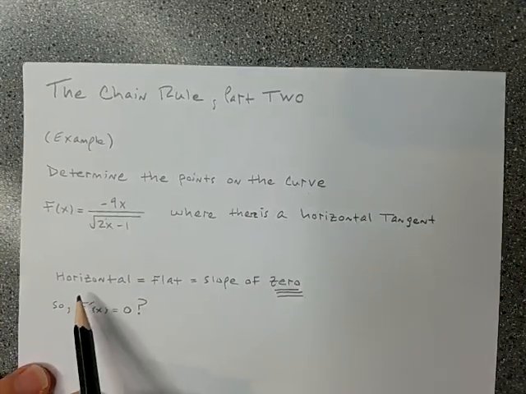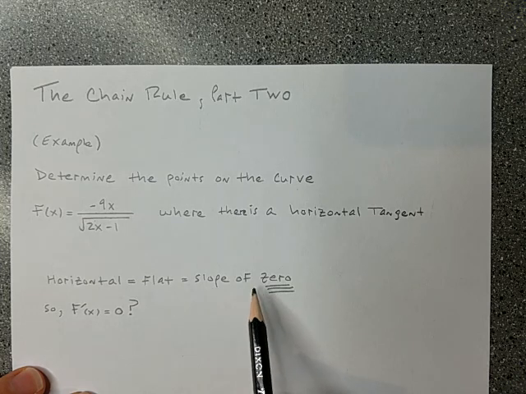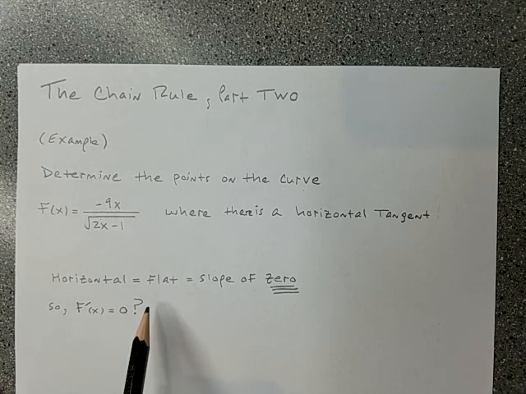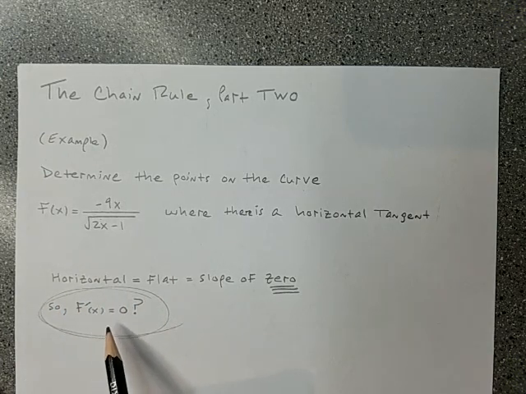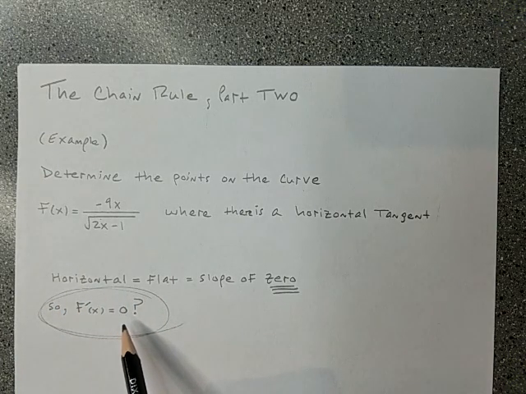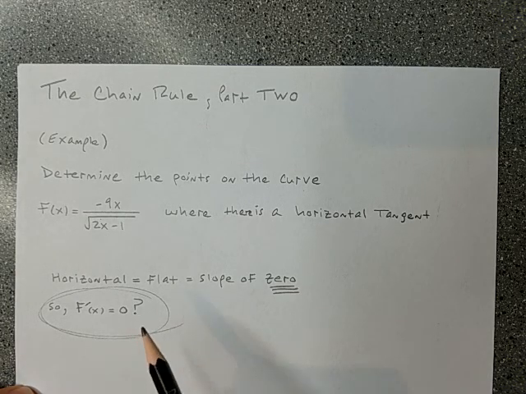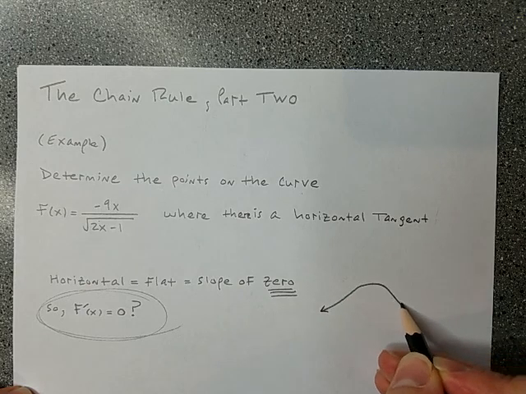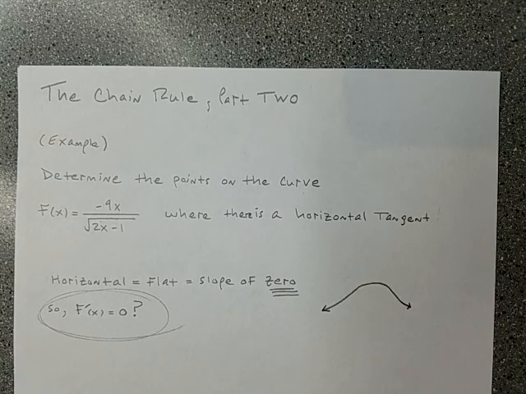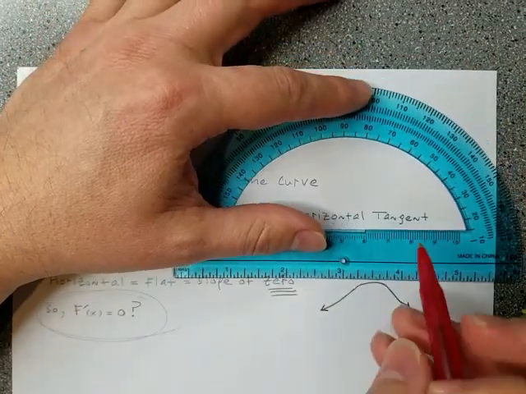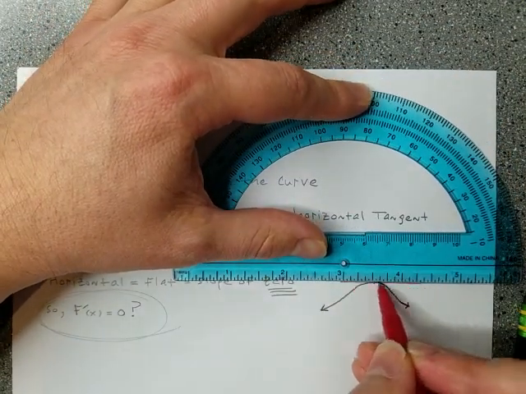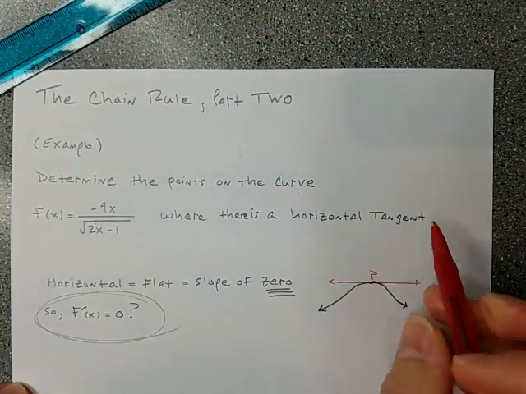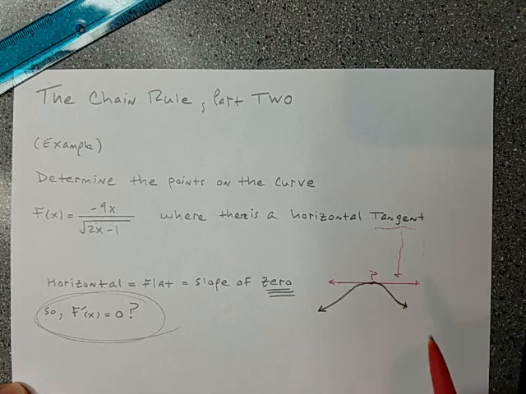What does that mean? Horizontal means flat. It means a slope of 0. The derivative tells you the slope of the curve. So the question we're going to answer is, where is the derivative 0, or at what points is the derivative 0? Okay, why did it say horizontal tangent? Well, remember that the derivative does tell you the slope of a curve, and what we're supposing on this problem is that there's a point somewhere on the curve where the tangent line is flat or horizontal.